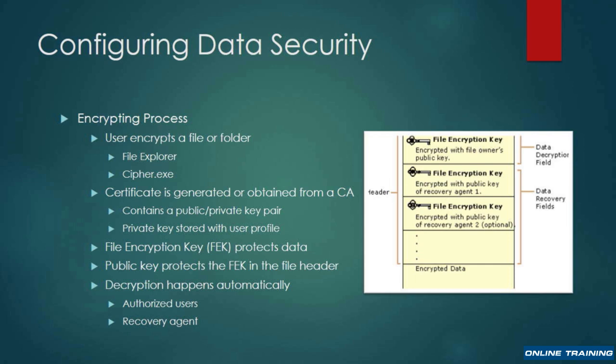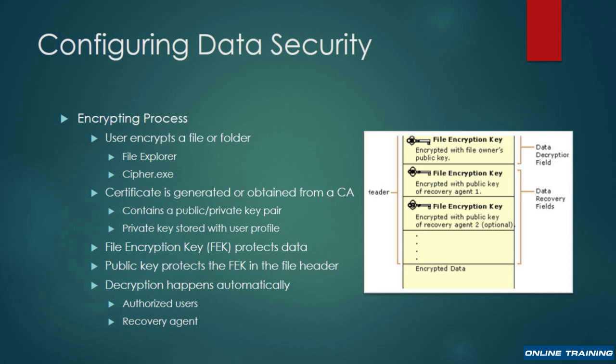When you check that box, a certificate is going to be generated, self-generated, or obtained from a CA if there was a CA online. And that certificate contains a public-private key pair. The private key is actually stored outside of the certificate in the user profile, the local certificate store. The public key is in that certificate. But the point is that it is a pair, and as we said, with asymmetric encryption, whatever is encrypted with the public key can be decrypted with the private key, and vice versa.